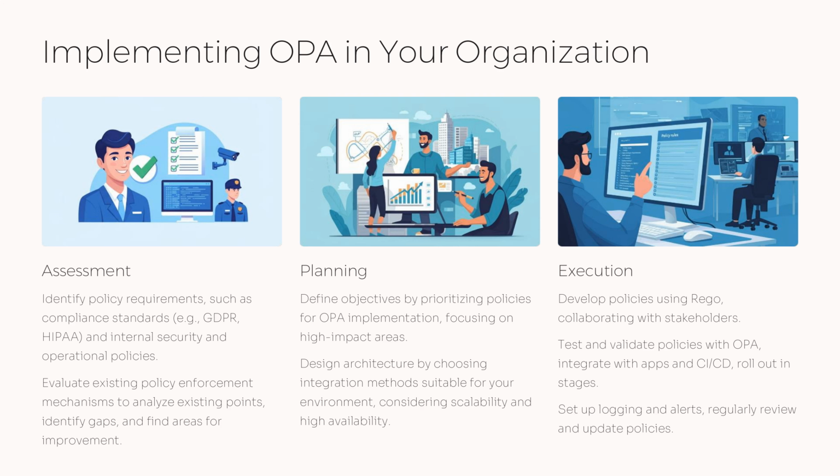Execution involves several key steps: developing policies using REGO, the policy language for OPA, and collaborating closely with stakeholders to ensure the policies meet organizational needs. Testing and validating these policies with OPA is vital, as is integrating them with your applications and CI/CD pipelines. A staged rollout is recommended for smoother implementation. Finally, set up logging and alerts to monitor policy performance and conduct regular reviews and updates to keep your policies current and effective.